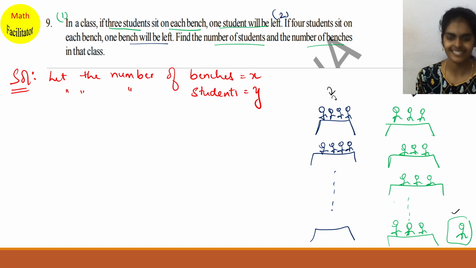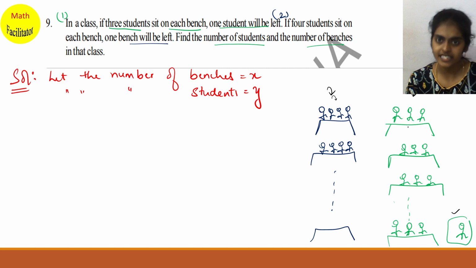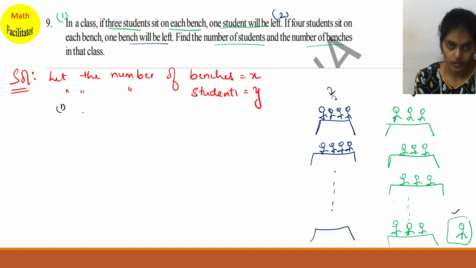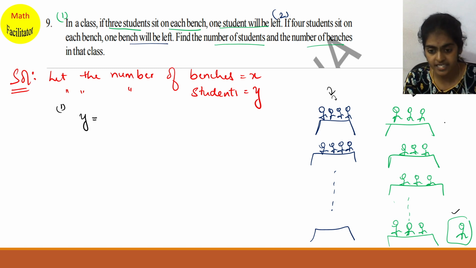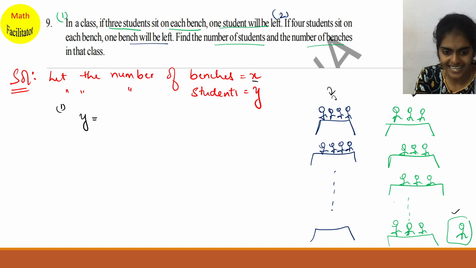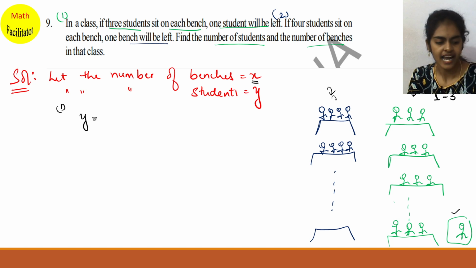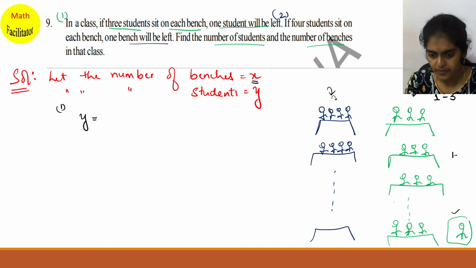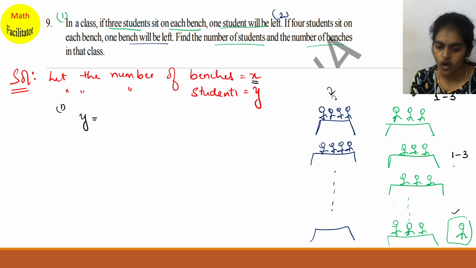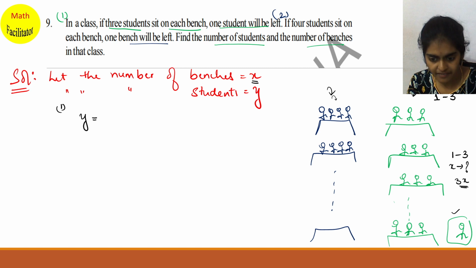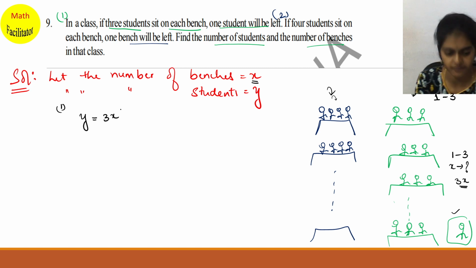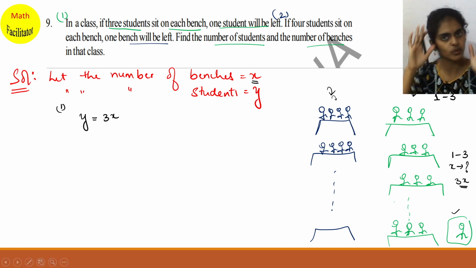So let us write the cases now. In the first case, what is happening? The number of students is y. Now these students are arranged in how many benches? I have a total of x benches. On one bench I have three students sitting. Understand this concept better. On one bench I have three students sitting. So on x benches how many students will be sitting? Simple cross multiplication: I have 3x students sitting on x benches. Clear with this? Total number of students is y.